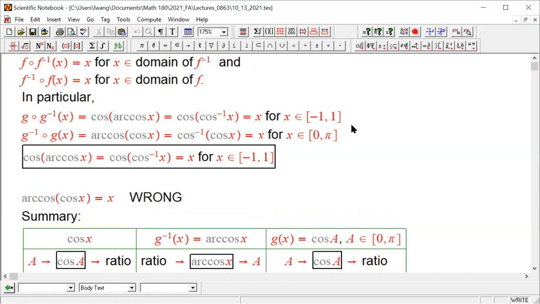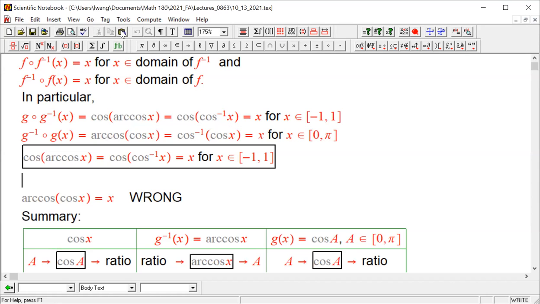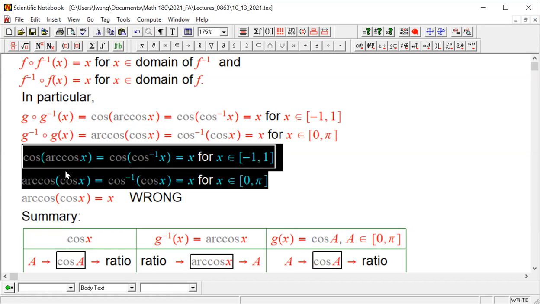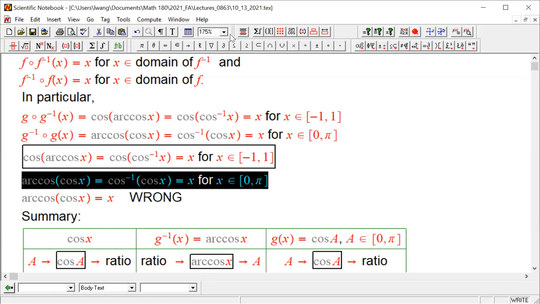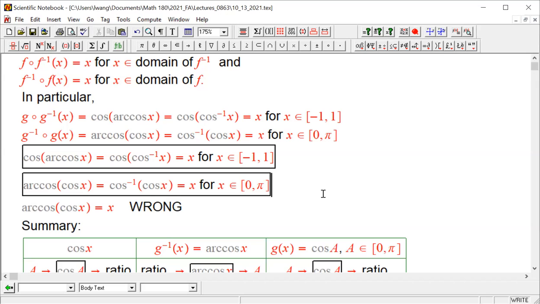You see these properties? We have derived them, and they are consistent with everything we have developed so far with the concept of one-to-one function and the properties of one-to-one function. They are always consistent. It's just different functions and different rules.